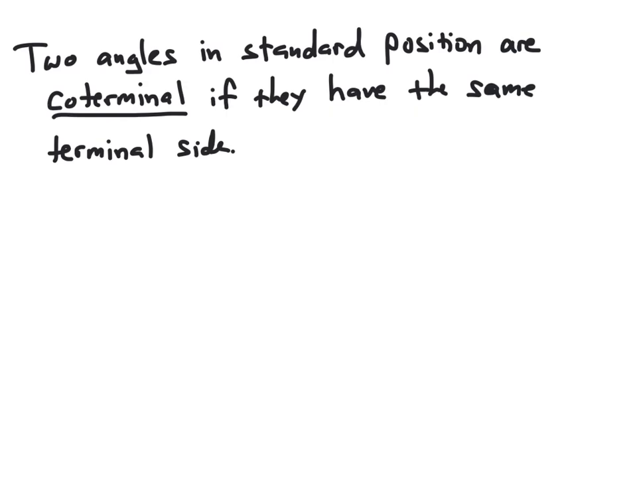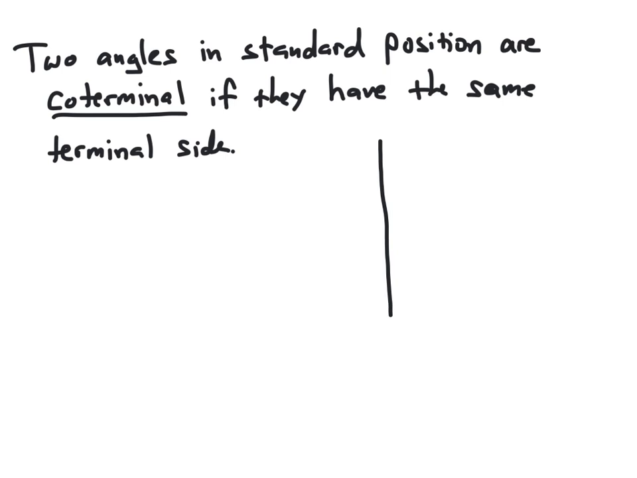When we later start looking at the trig functions of angles, the one key important property of that angle will be the location of the terminal side. In particular, if two different angles have the same terminal side, then the trig functions for those two angles will agree. And therefore, it's useful to know when two angles have the same terminal side, and this is important enough that we give this property a name. So we say that two angles that are in standard position are coterminal if they have the same terminal side.